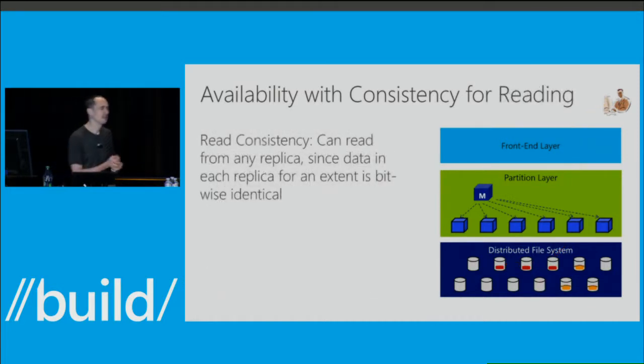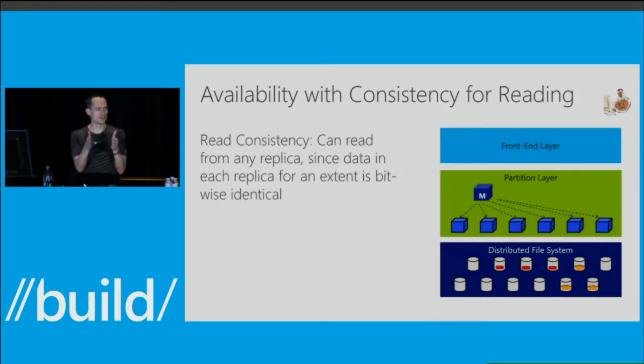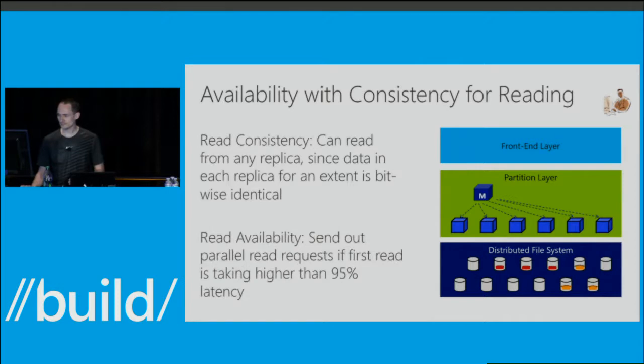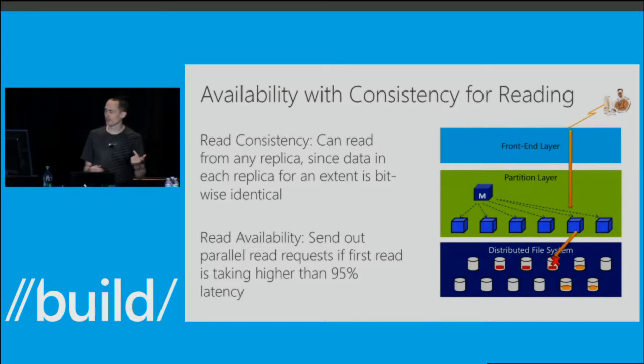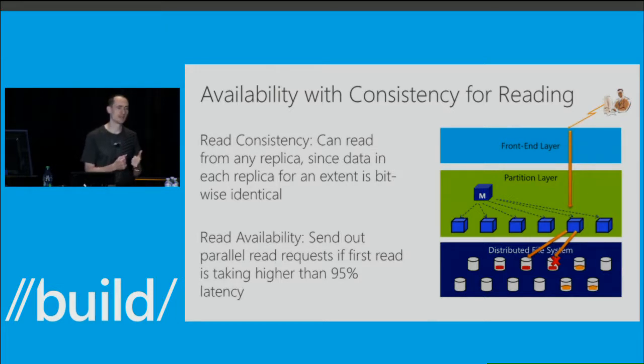Now, for reading, it's actually much easier to deal with because all the hard work was done while we were writing. For reading, since all the replicas for an extent are bitwise identical, that means we can read from any of the three replicas. Okay? So for read availability, let's say we have a read that comes in, and we're going to read from this red extent to serve up your read request for your blob, for example. If that node becomes unavailable while we're trying to do the read, we'll just issue another read to one of the other replicas in parallel. And we'll take the first request that comes back and then use that to return the data to you.